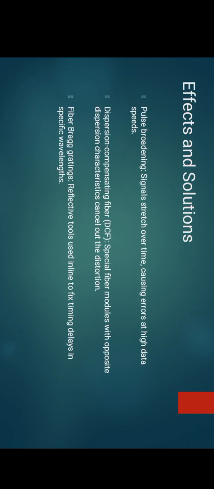The effects and solutions. First one, pulse broadening. Signals stretch over time, causing errors at high data speeds. Second one, dispersion compensating fiber. Special fiber modules with opposite dispersion characteristics cancel out the distortion. Third one, fiber Bragg gratings. Reflective tools used in line to fix timing delays in specific wavelengths.